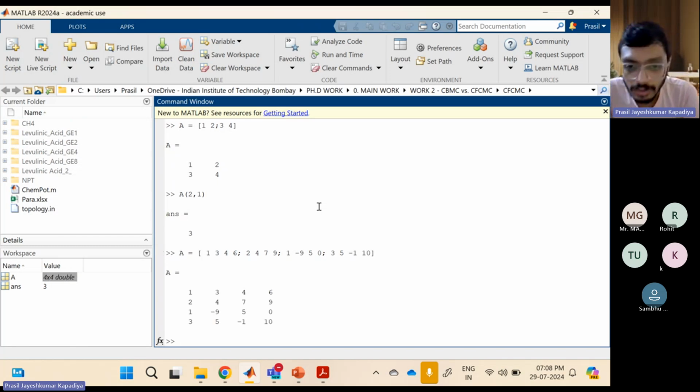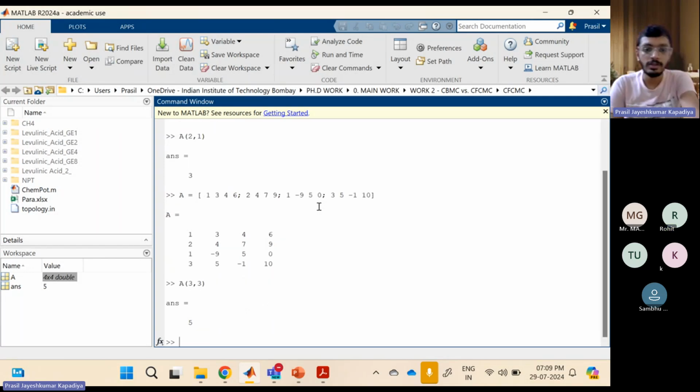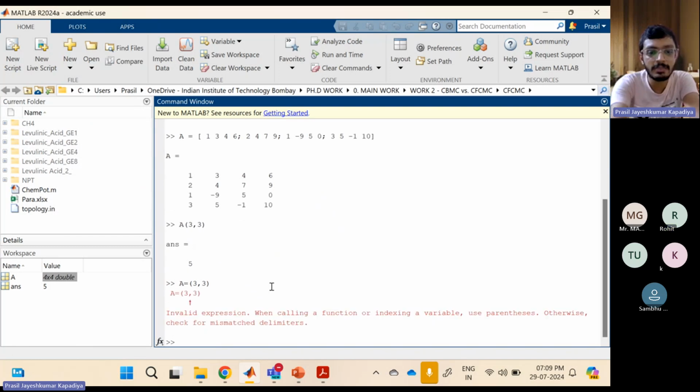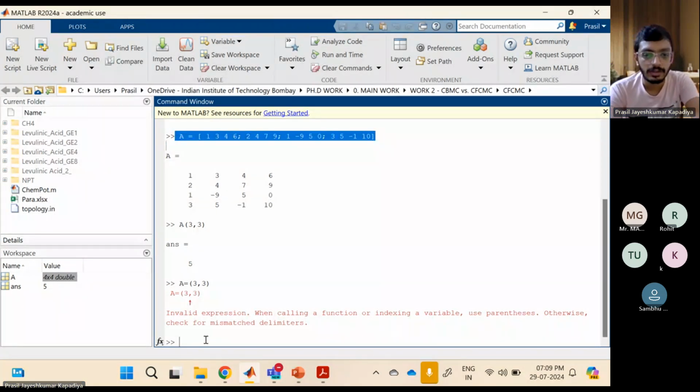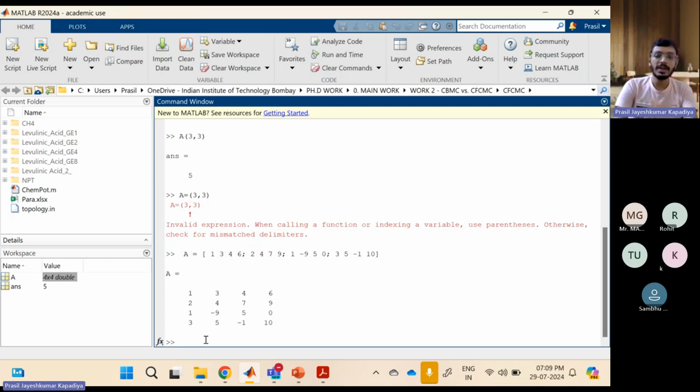Now let's say I want third row, third column element. What should I write? If we write A equal to 3 into 3, what will be the answer? No, it will be incorrect syntax. It will not save anything because this is also not valid. Okay, let me just copy this. Control C. Control V. Okay, so this is my matrix A.